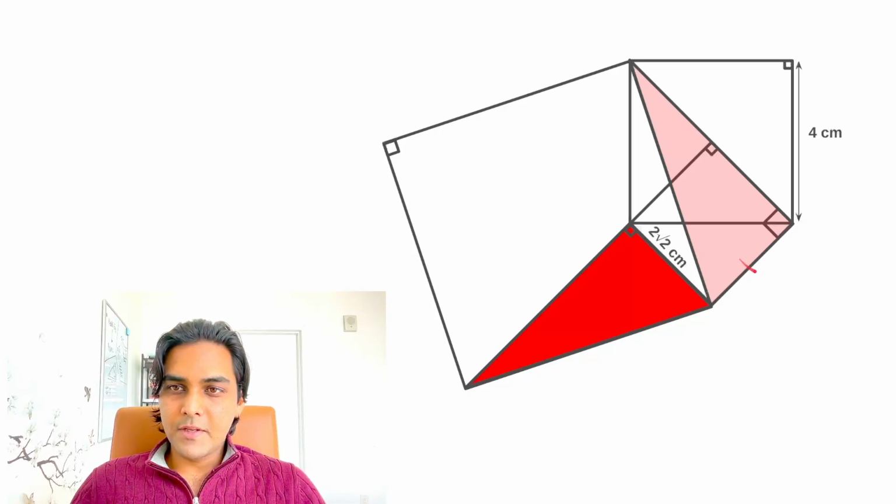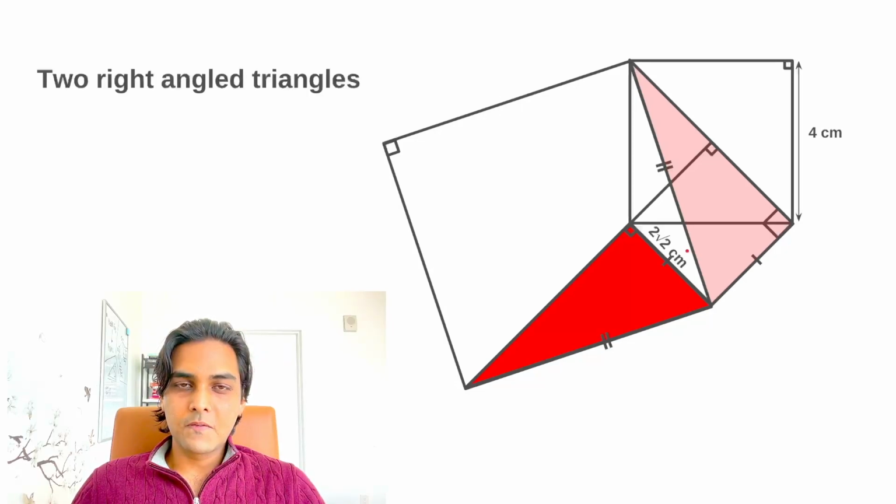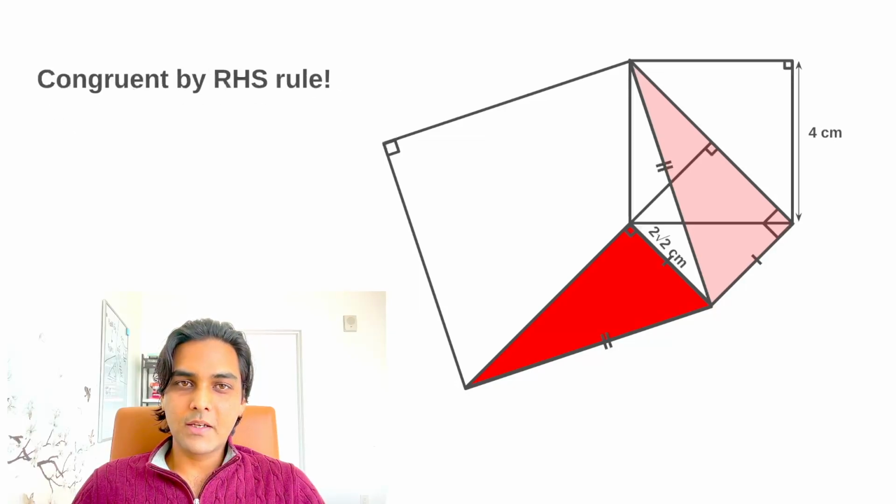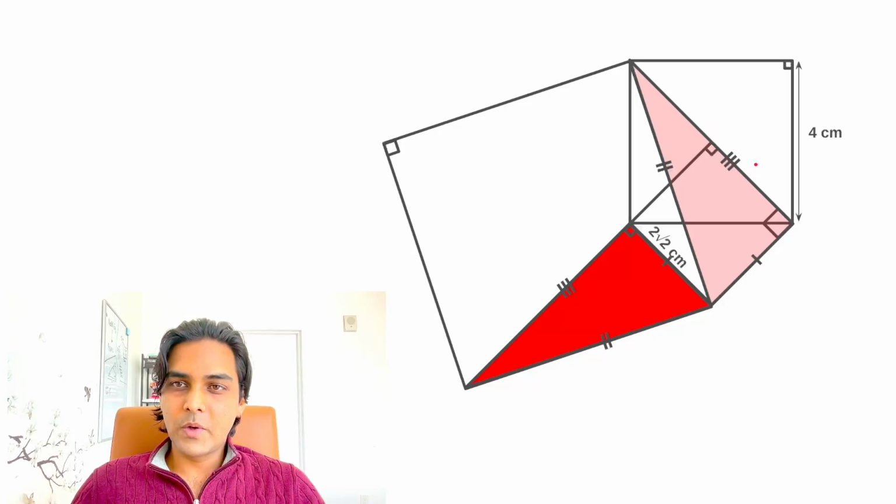Now this side of this right angle triangle and this side of this right angle triangle are going to be the same because they are sides of the same square. Also, this side of this triangle and this side of this triangle are going to be the same because they are also sides of the same square. So we have two right angle triangles with equal hypotenuse and equal side, and therefore these two triangles are congruent by RHS rule, which means that their third side should also be equal. Now the length of this side is going to be 4 times root 2 centimeters, which means that this side is also going to be 4 root 2 centimeters.